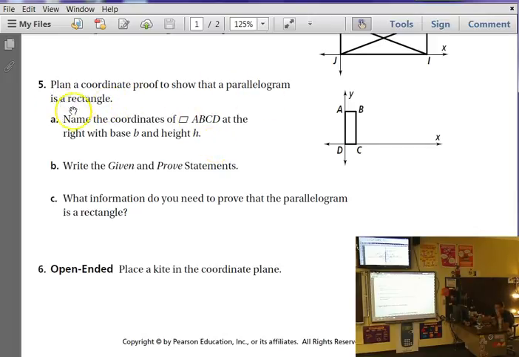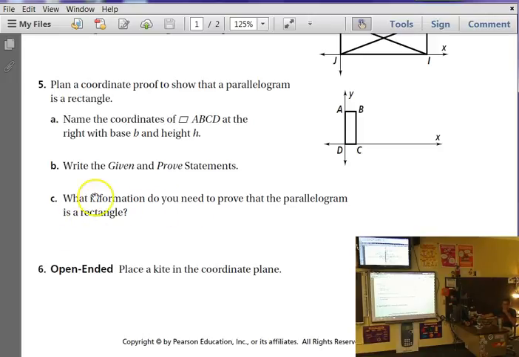In a two-column proof, the first statement is the given statement, and the last one is the prove statement, what you're trying to prove. Oh, okay, so it's super easy. Plan a coordinate proof to show that the parallelogram is a rectangle. So the prove is that ABCD is a rectangle. The given would be ABCD is a parallelogram, base b, height h. You can even make it more specific and say DC is congruent to AB, equal to b, and AD congruent to BC, equal to h. Then you go from there.